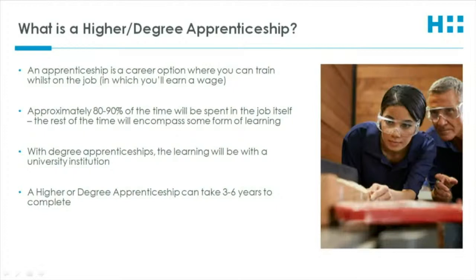A higher or degree apprenticeship can take 3 to 6 years to complete. It does vary on the vocation that you're pursuing, or the particular course or university that you're partnering with as well.